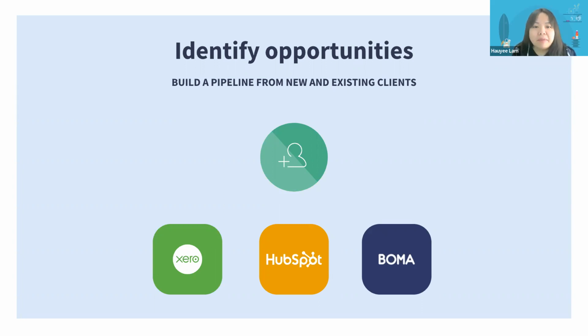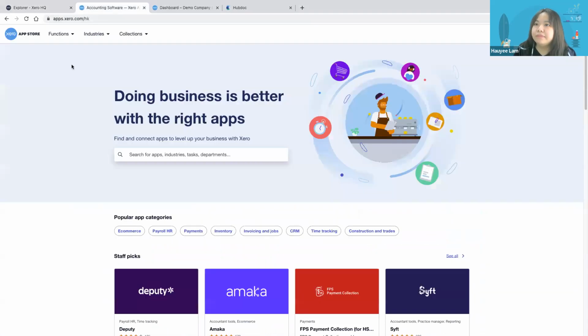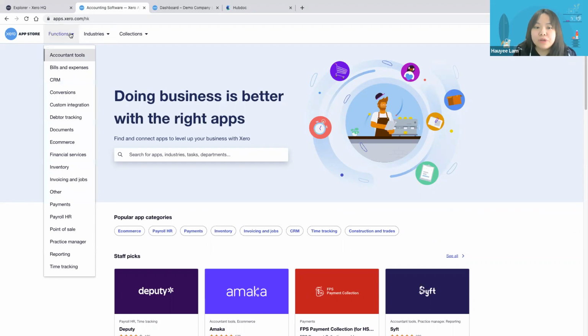While on the topic of apps, let's take a look at the Xero App Store before moving on to the next category. More than 1,000 apps can be connected with Xero, and there are many ways to find what you need. You can click on function. We will search by function. It's a great way to explore apps grouped by what they can do, like CRM, bills and expenses, or even e-commerce, financial services, inventory, etc.